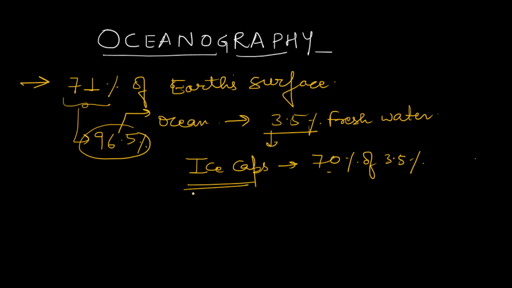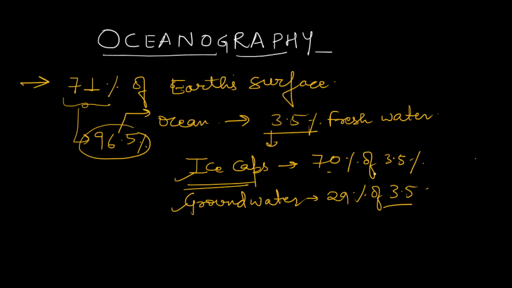Secondly, the second highest amount of fresh water can be found in groundwater. That is 29% of this 3.5%. So 99% of fresh water is found either in ice caps or in groundwater, and all the rest of the sources of fresh water comprise only 1%.